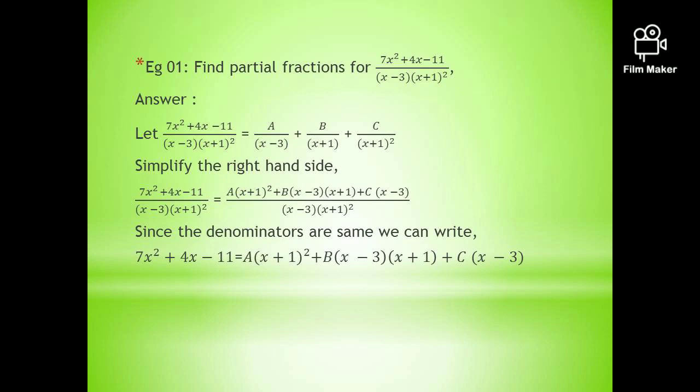Then, since the denominators are the same, you can simply say 7x squared + 4x - 11 equals a times (x + 1) squared plus b times (x - 3)(x + 1) plus c times (x - 3). Then after that, to find a, b, c, we can use the method of substitution or the method of equating coefficients. Let's try to understand how to use these techniques to find the values of a, b and c.